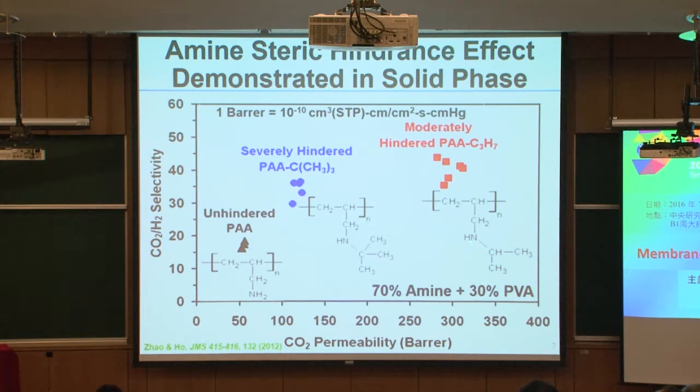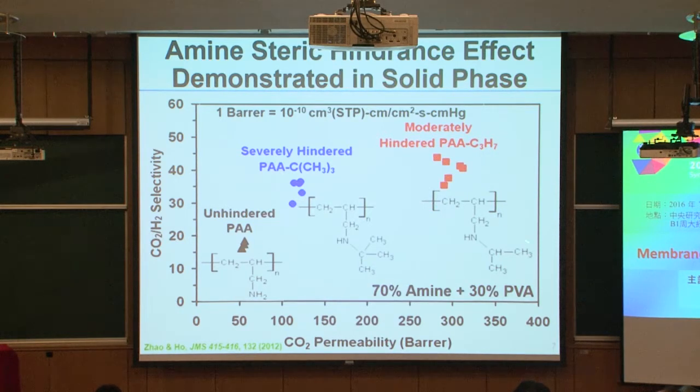But however, when we modify this unhindered amino group into a hindered amino group, essentially we insert an isopropyl group to this nitrogen site, and we convert from an unhindered polyamine into the moderately hindered polyamine attached with isopropyl group. You can see immediately the selectivity is doubled, and the permeability increased by a factor of 5 to 6 times. Okay, so a very significant increase. The reason is based on the chemistry we just went through. Because with this, one amino group can capture one CO2, versus here it requires two. So therefore, we have more free amino groups inside the membrane to capture CO2. That's why the CO2 can go across the membrane much faster.